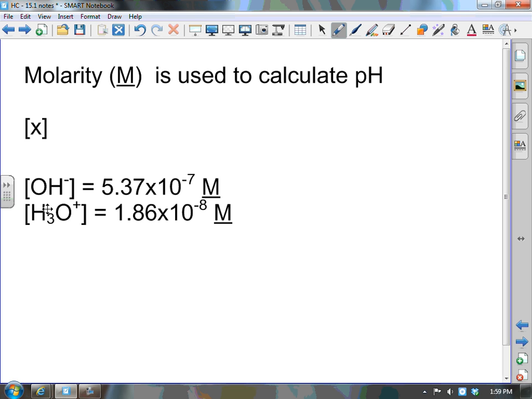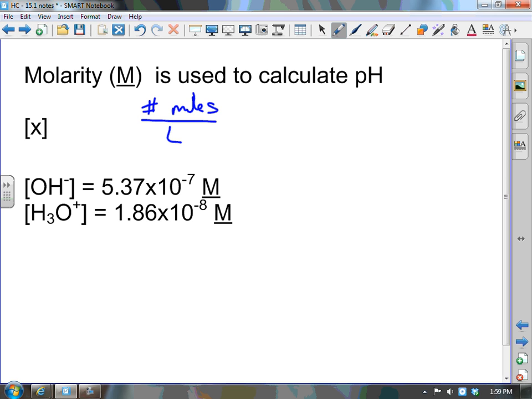Next thing, when we're doing all these calculations, we are going to be using molarities, not molalities, just molarities. So we definitely want to remember how to do these calculations. Remember, the definition of molarity is the number of moles of chemical that have been dissolved in a liter of solution. Those are what we're going to use to calculate the pH. So when we say the pH is 2 or the pH is 5, that comes from molarities.